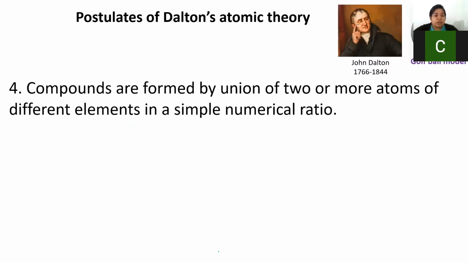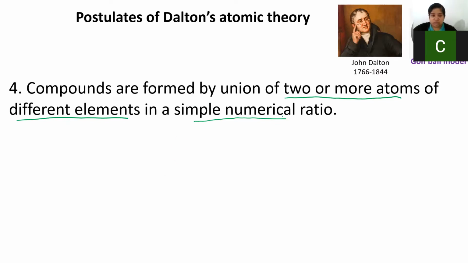Okay. The fourth postulate is about compounds. According to this one, he states that compounds are made by combining atoms from different elements in simple whole number ratio. So you need at least 2 or more atoms from different elements, and then combine them in simple numerical ratio.